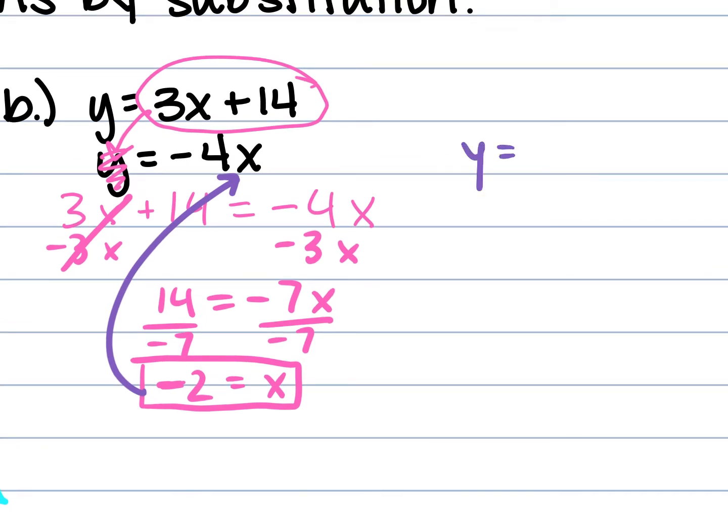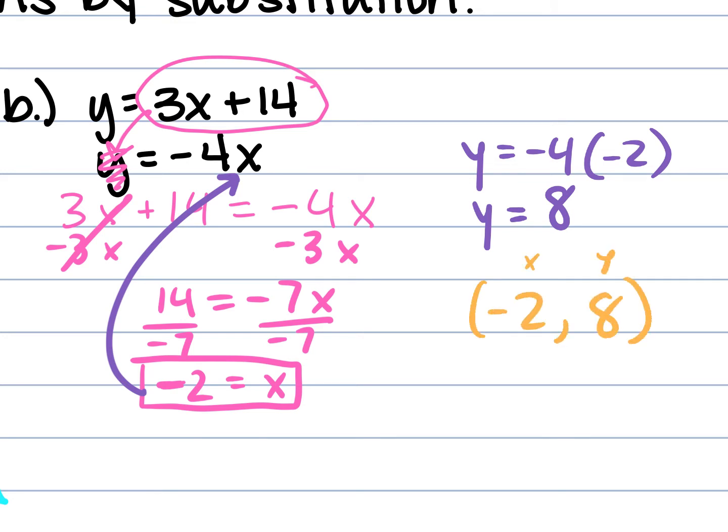So I have y is equal to negative 4 times negative 2. So y is equal to what? Positive 8. And then how would I write my answer? Negative 2, comma 8. It's always x, then y.